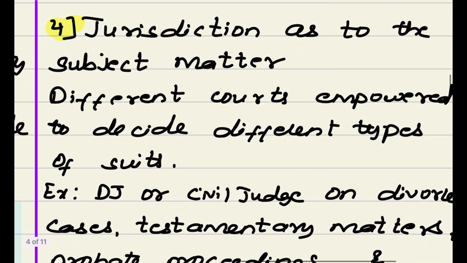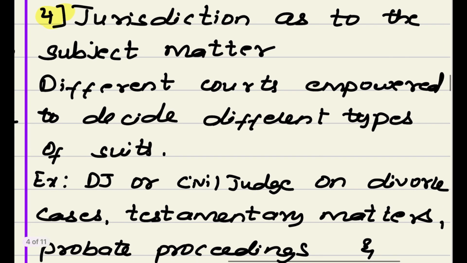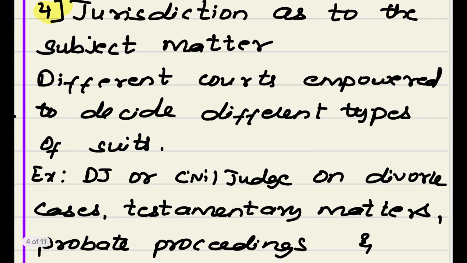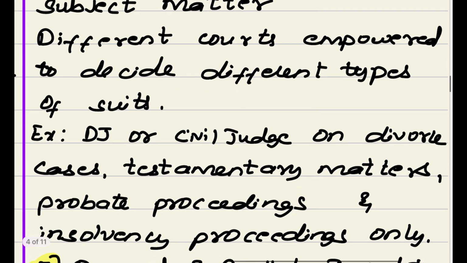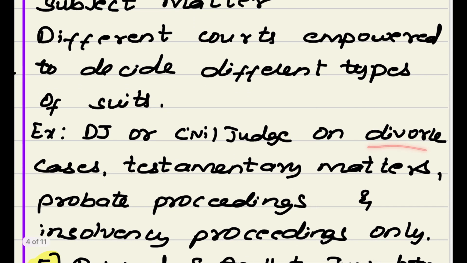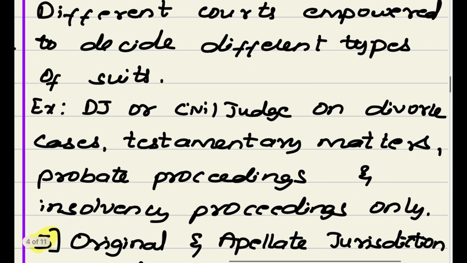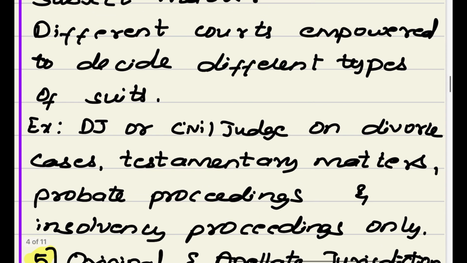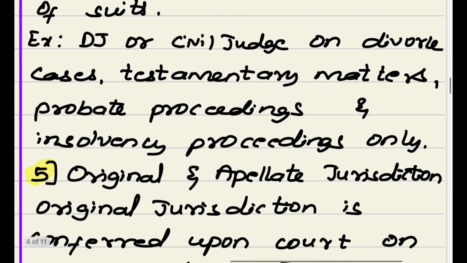The next is jurisdiction as to the subject matter. Different courts are empowered to decide different types of suits. For example, a district judge or civil judge can decide on divorce cases, testamentary matters, probate proceedings and insolvency proceedings only. Like that, different courts have different power to decide the suit on different subject matter.